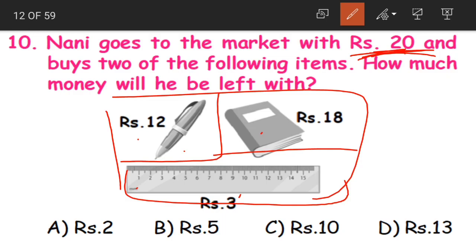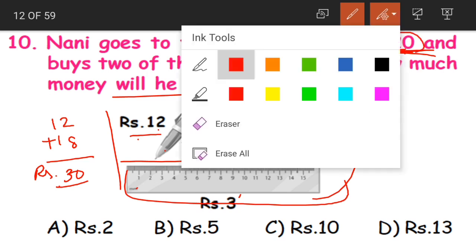Nani buys only 2 items. Suppose we take a pen and a book. They have not mentioned which 2 items, children. We should find out which 2 items he can buy with this 20 rupees. If we take the pen and book, 12 plus 18, the total cost would be 30 rupees. Is this possible? Can Nani buy these 2 together? No, because he has only 20 rupees.